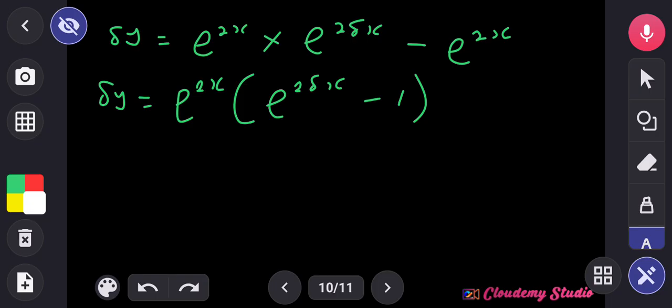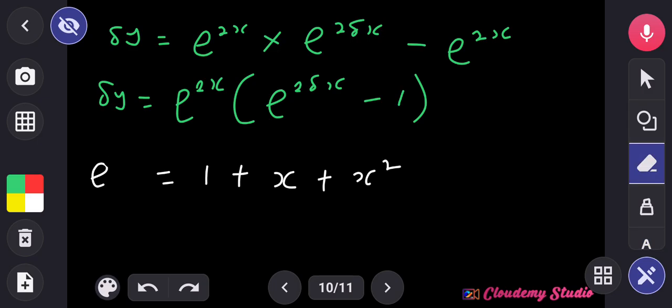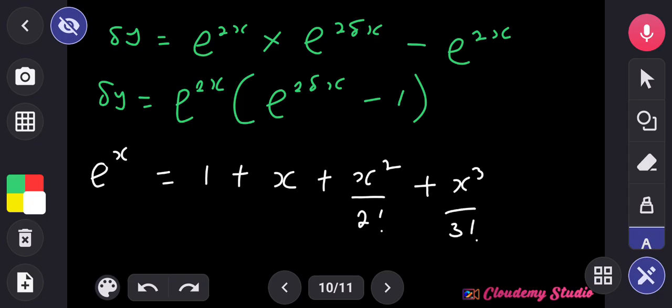You see, in power series, exponential x, for example, is going to become 1 plus x plus x squared. Sorry, it's not supposed to be that. It's going to be 1 plus x plus x to the power 2 divided by 2 factorial plus x to the power 3 divided by 3 factorial, and so on till infinity.